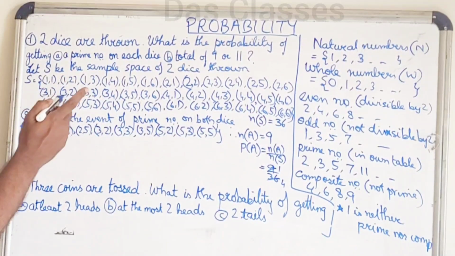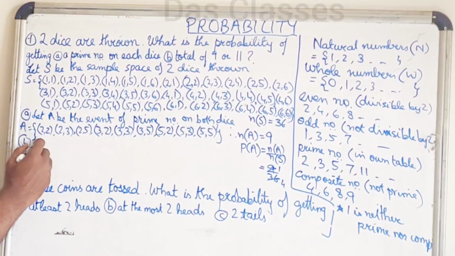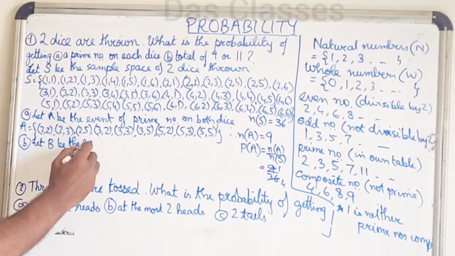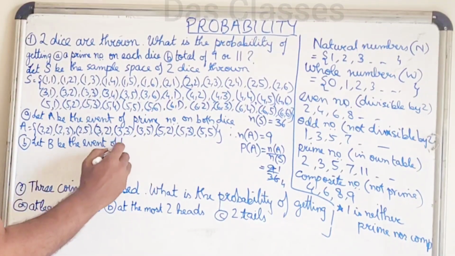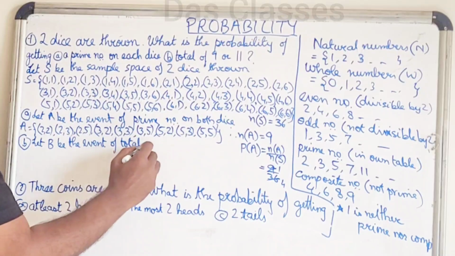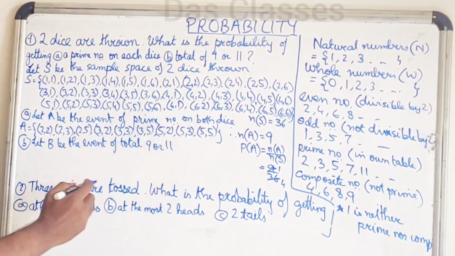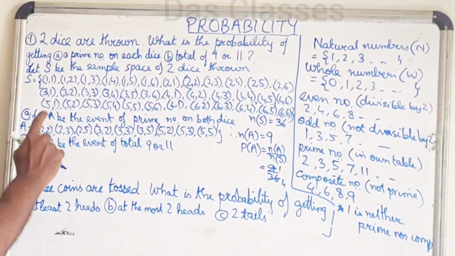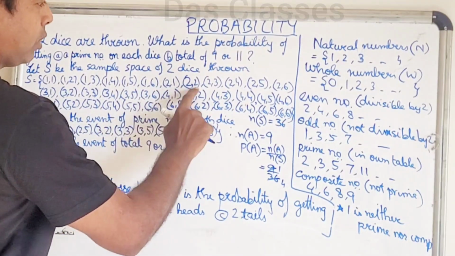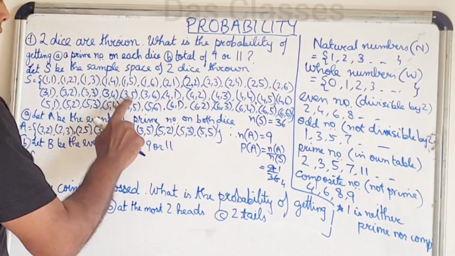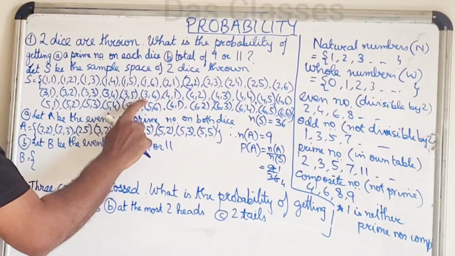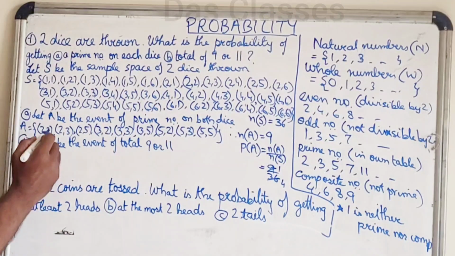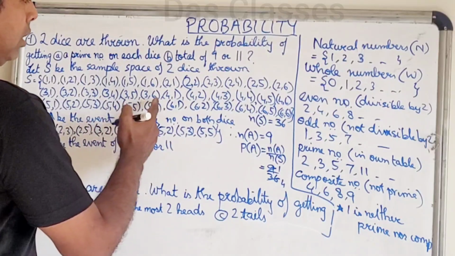Second question is total of 9 or 11. Now again a new event, let B be the event of total 9 or 11. So let's write it down. The total is 9. This is not possible, 2 6 is 8. 3 5, yeah, let's start from here. You see 3 plus 6 is 9. So this possibility, 3 6 is 9.